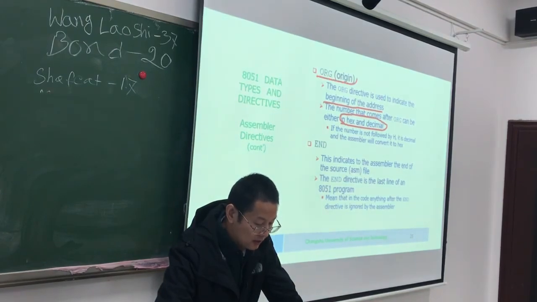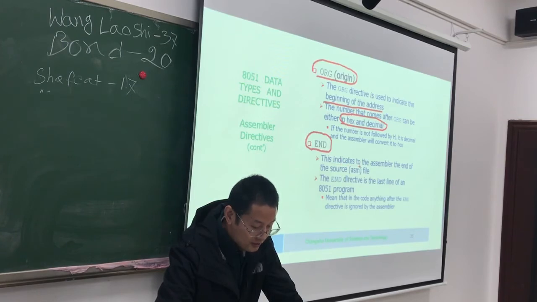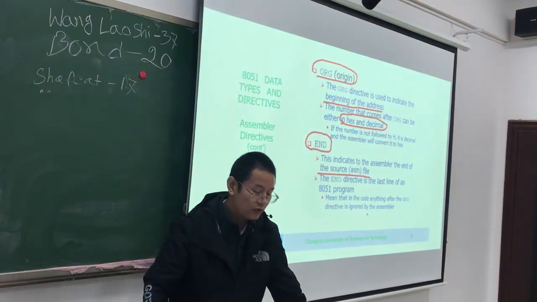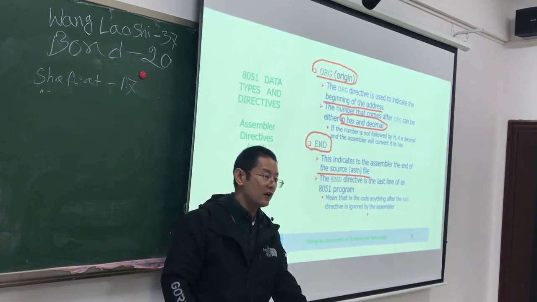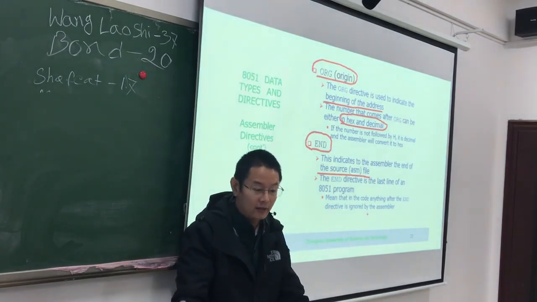This is the ORG directive. And this indicates to the assembler the end of the source file. The END directive is the last line of an 8051 program, meaning that anything after the END directive is ignored by the assembler. So when you program your files, you start with ORG and end with END.